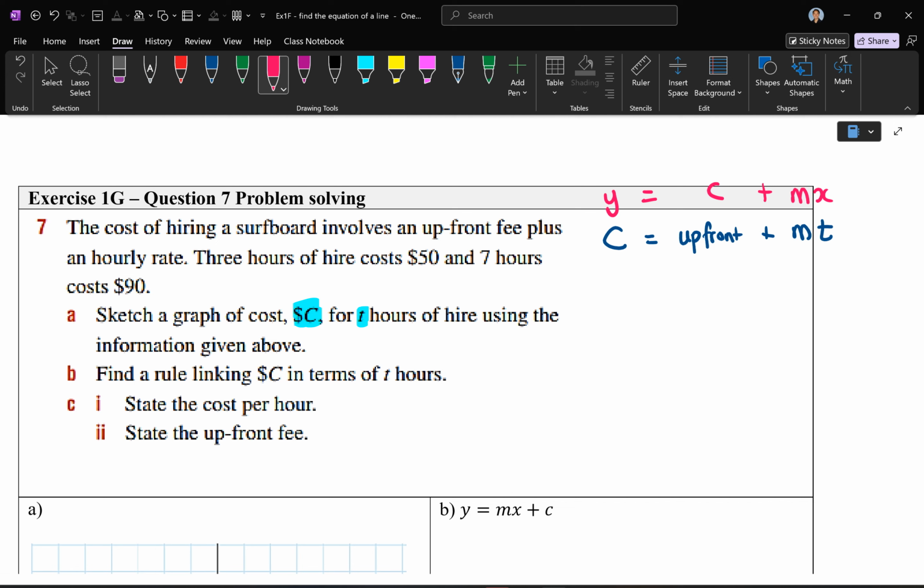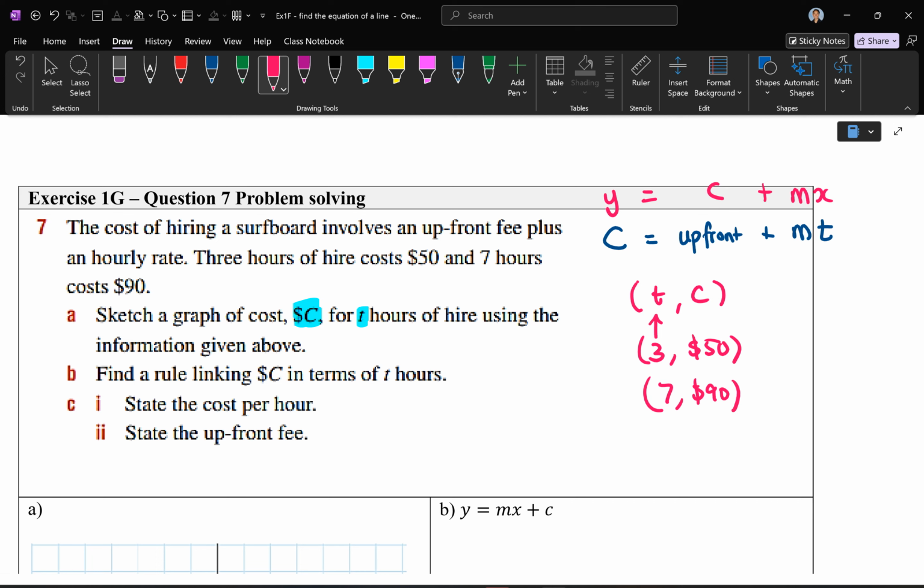So here, what they're telling you is that if you spent 3 hours, the cost would be $50. If you hired it for 7 hours, it would be $90. So what they're telling you is that you've got two coordinates. When T is 3, the cost C has to be 50. When T is 7, the cost has to be 90. With that logic, you can do exactly what we just did to find the equation and figure out the upfront fee, which is your y-intercept, and also the rate per hour.